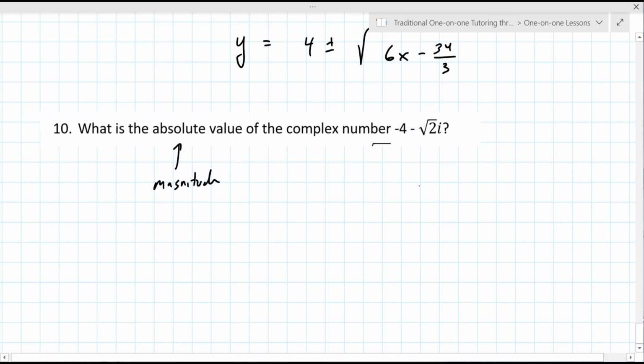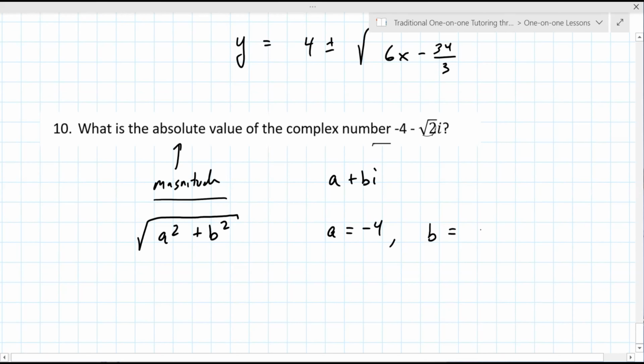So if you recall, a complex number is a plus bi. Its magnitude is a squared plus b squared, square rooted. Notice the a is the number, and b is the number in front of i. It does not include the i. So in your problem, a is minus 4 and b is minus square root of 2, but it does not include the i. And the sign goes with it.